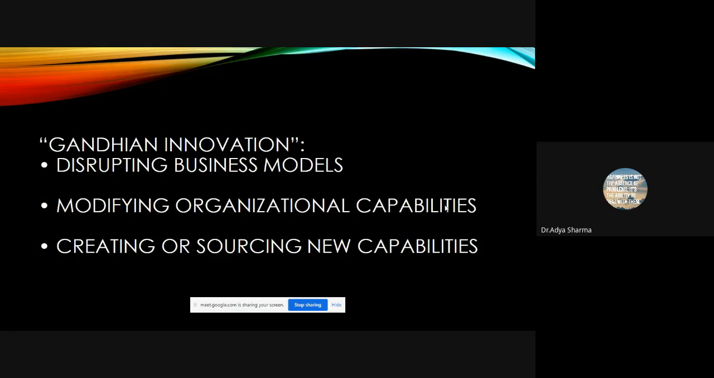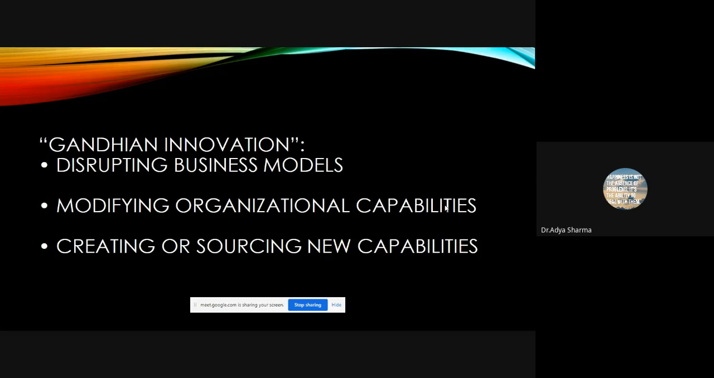He modified the organizational capabilities. How did he do that? He said, if India is an organization, then our capability is our human resource. Our capability is to use this human resource, their knowledge, their passion and hunger for freedom, not violently, but by ahimsa, by non-violence.